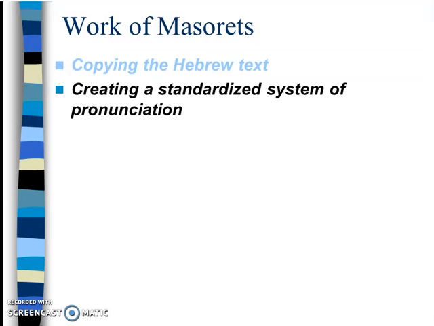Originally, the Hebrew Bible was written with consonants without vowels, or there were certain consonants that would indicate vowels, but by and large the vowels were absent. But the Masorets added vowels so that a reader could easily pronounce what was there.